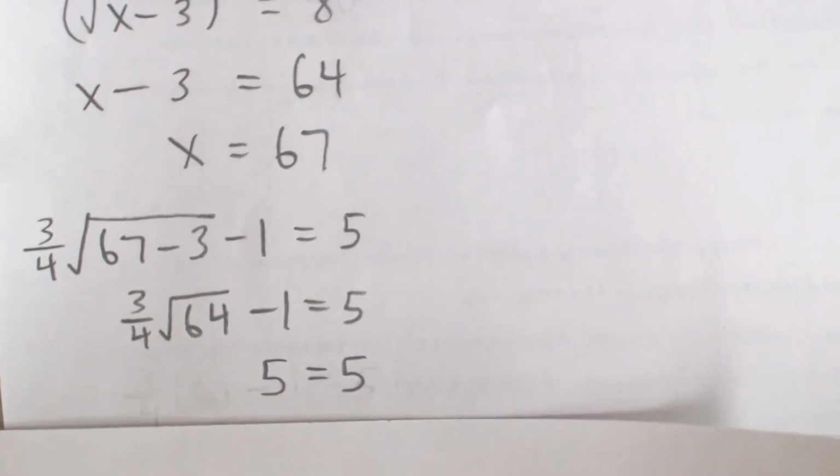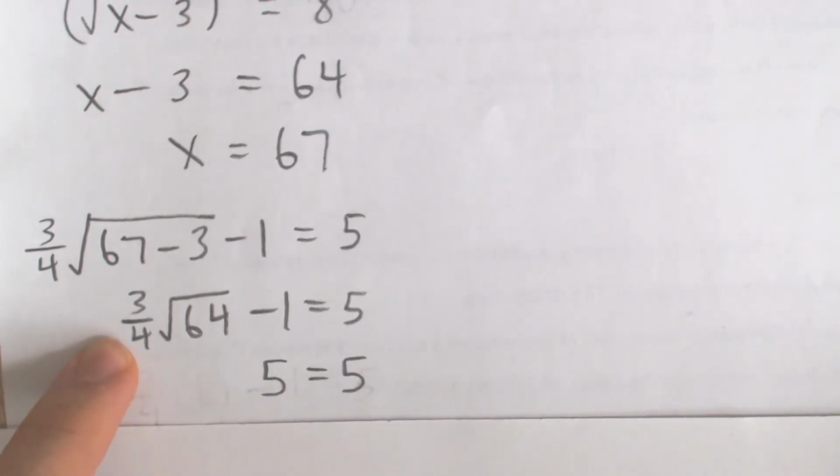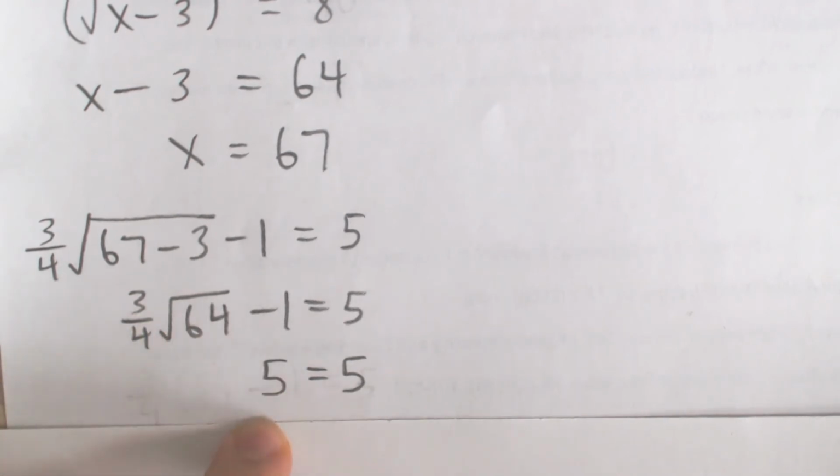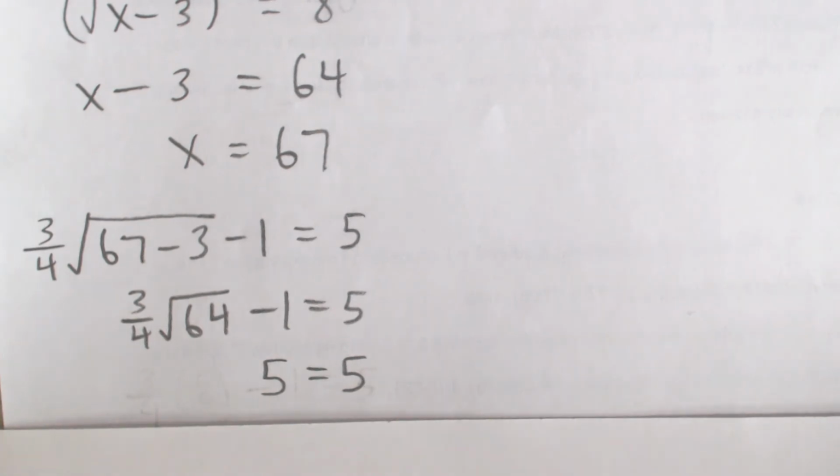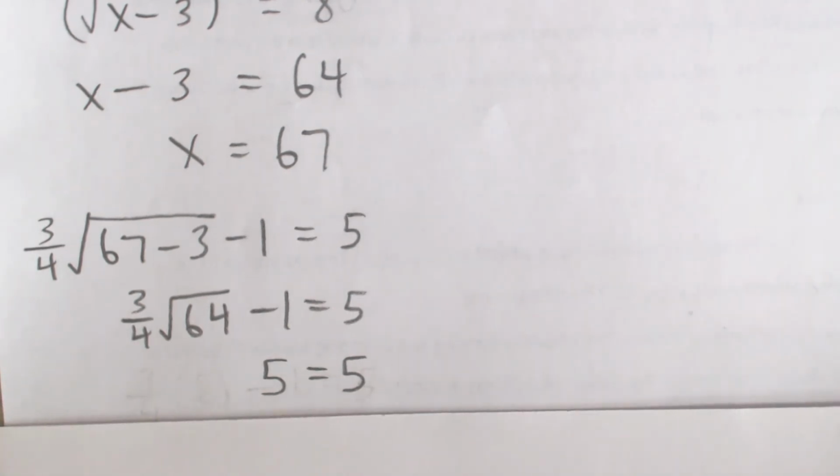And so 8 times 3/4 is, well, 8 times 3 is 24, divided by 4 is 6. Minus 1 is indeed 5. And so there you go. That means x equals 67 is indeed a solution to this equation.